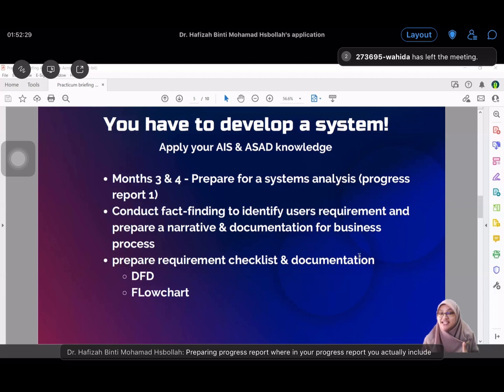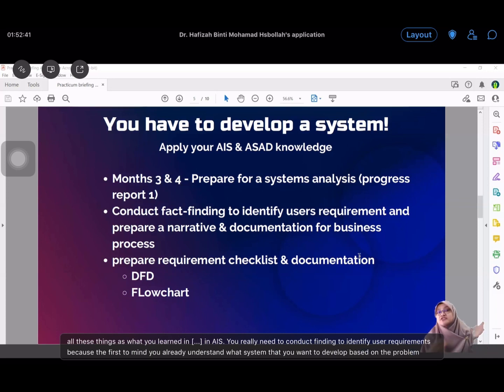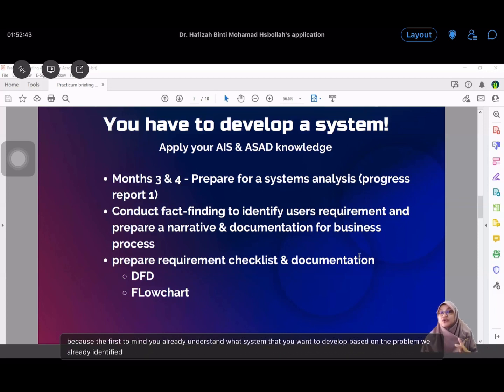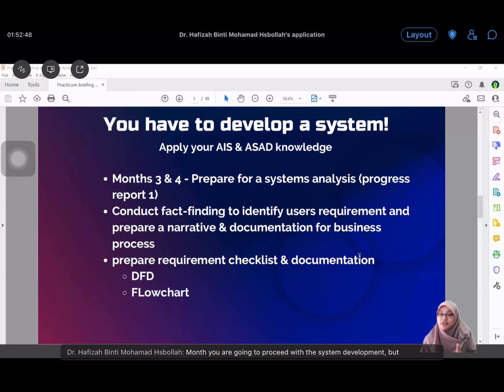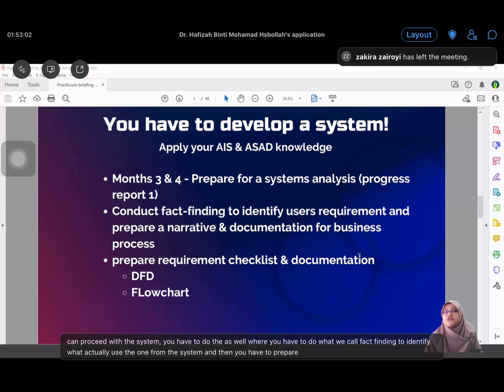As what you learn in ASAD and AIS, you really need to conduct fact-finding to identify user requirements, because in the first 2 months you already understand what system you want to develop based on the problem you identified. So in these another 2 months, you are going to proceed with the system development. But before you can proceed, you have to do the groundwork as well, where you do what we call fact-finding to identify what the user actually wants from the system. And then you have to prepare narrative and documentation for the business process.